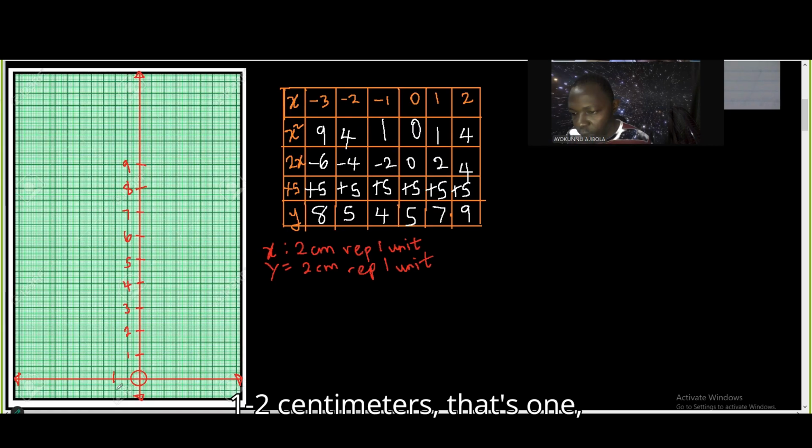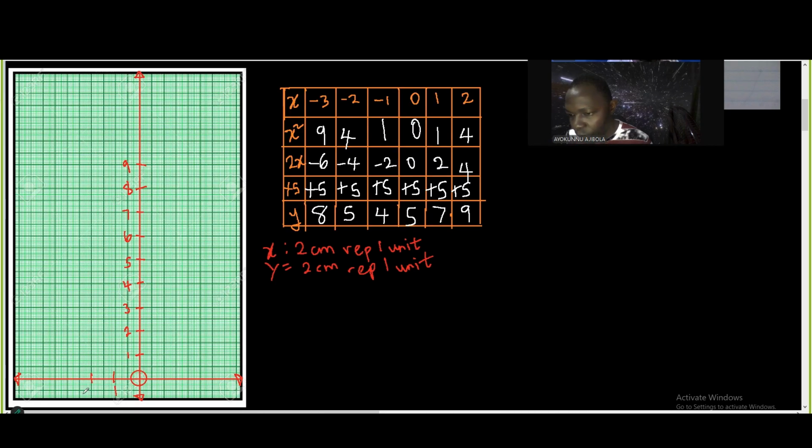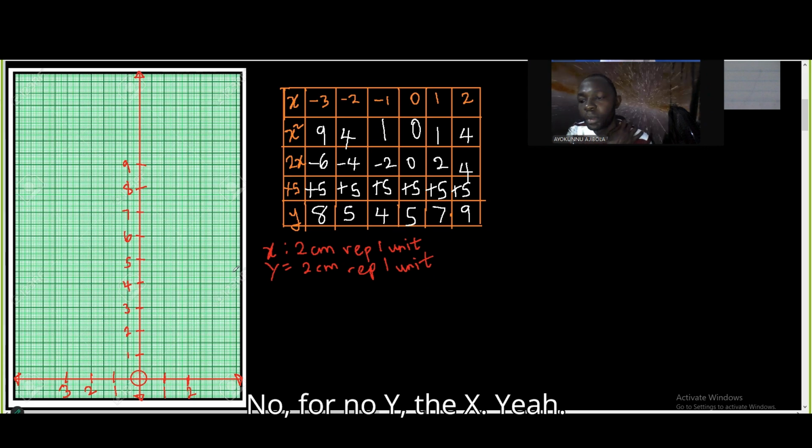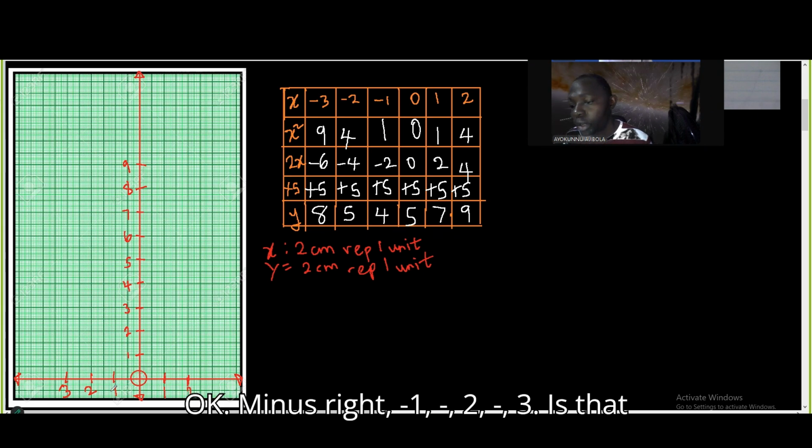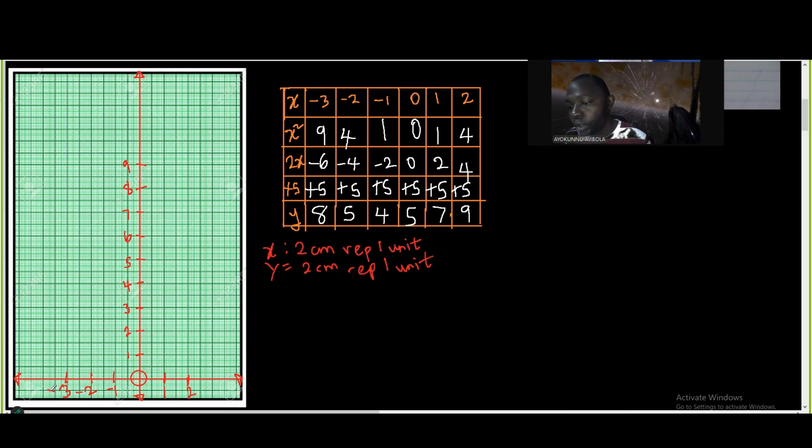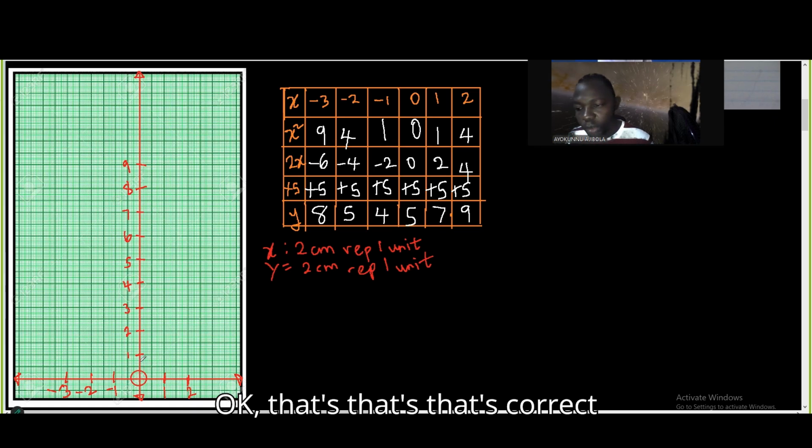So this one is going to be 2 centimeters. That's 1. That's 2. And that's 3, maximum. Then here 1 and 2, since it's positive 2 maximum. Then you haven't put negative for the x, right? Yeah, okay, minus, right? -1, -2, -3. Is that what you're saying, right? Okay, that's good. That's correct.